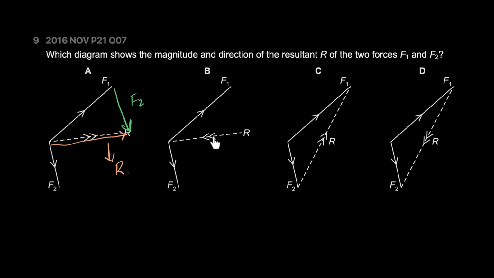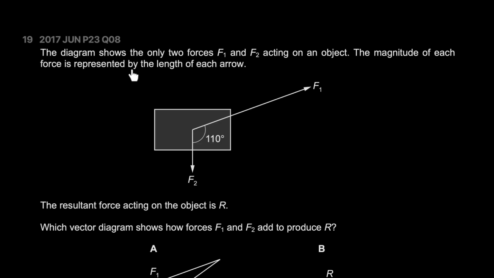And look at B. If someone pulls an object in this direction, and the other one pulls it in this direction, will the object go like that? No, it won't. Similarly with D, same issue. A is our answer.